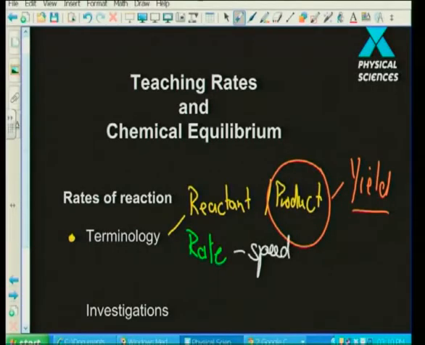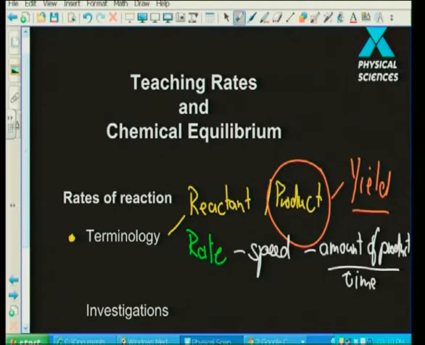But if we were to be particular, then we would recognize it's to do with the amount of substance produced, amount of product in a certain time, divided by time. And that's the second concept, or the second place that learners get the word rate from. When we talk about power, it is the rate of work done. So rate in physics always means divide by time.